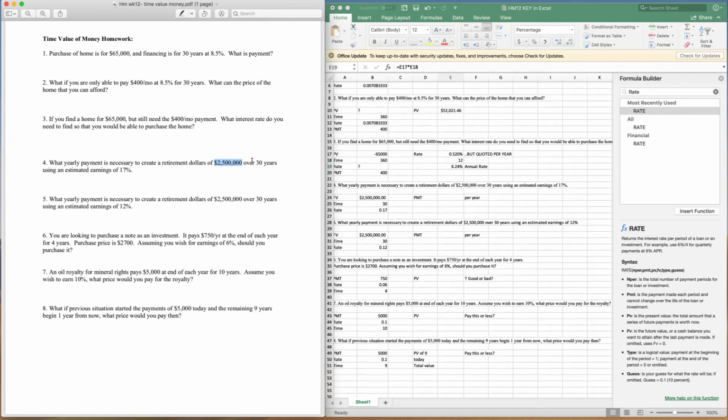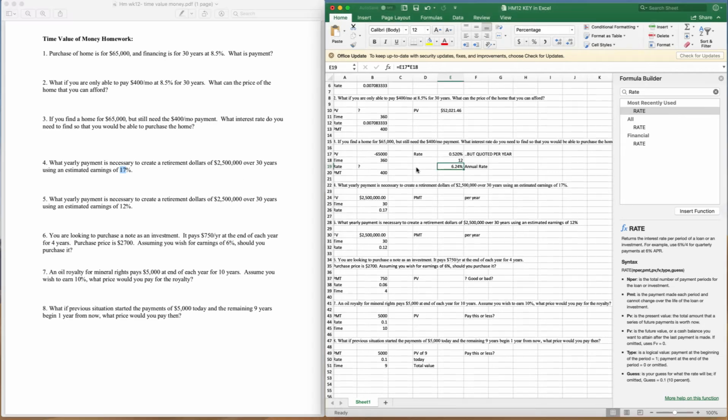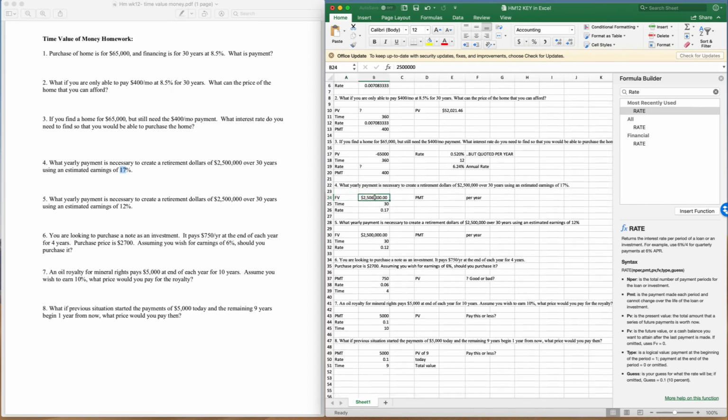So I've got $2.5 million I need. I've got 30 years to save, and I think I can earn 17% across these 30 years as an investment account. So those are the things that we have. Let's see what works out. So what are the variables I know? Well, I know my future value, in this case, 2.5 million. I know my time at 30 years, and I'm also looking at saving per year, so I'm going to keep this at an annual rate. 17%, I move to 0.17. And so the question is, what is the payment that is needed per year?